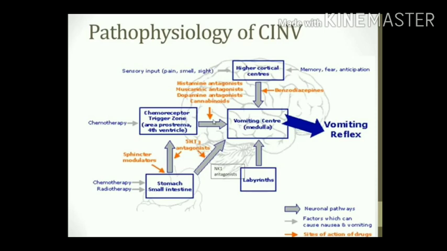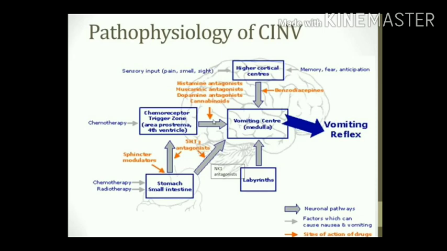And then another one is the stomach also. In the stomach we'll see the 5-HT receptors that stimulate the vomiting center. And what are the receptors stimulating the vomiting center? First, histamine 1 receptors, muscarinic receptors, 5-HT receptors, dopamine 2 receptors, and the next one, 5-HT3 receptors. These are the receptors that stimulate the vomiting center and trigger the vomiting reflex.